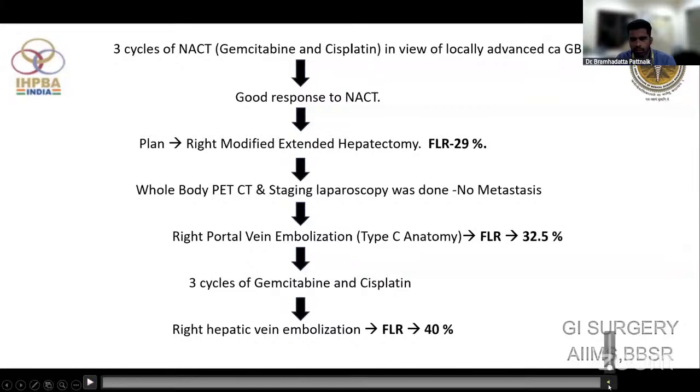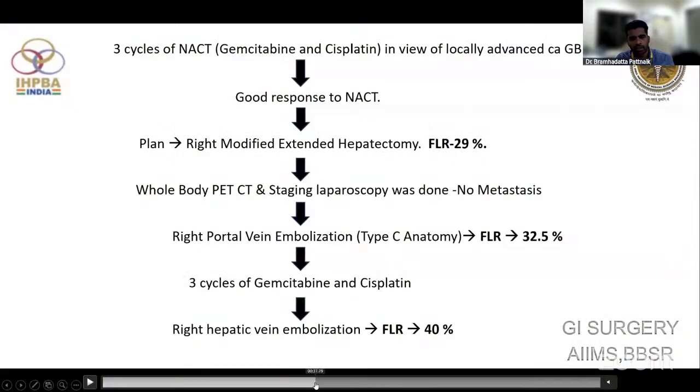So this is the third patient, which was a CA gallbladder neck with hilar infiltration. We gave neoadjuvant chemotherapy, and simultaneously we did volume augmentation in terms of right portal vein embolization as well as right hepatic vein embolization, and then she was taken for a liver resection.